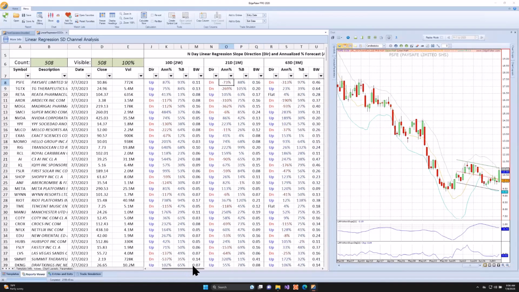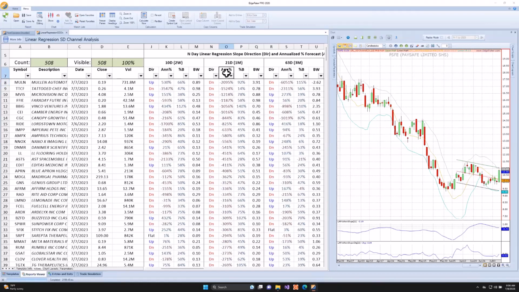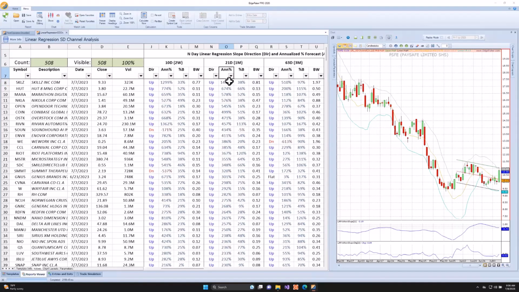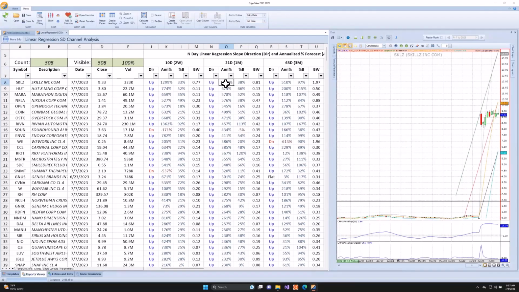So let's take a look at a 1 month time frame. And we'll first of all sort by annualized percent. That's the speed at which the stock is rising, the linear regression line is rising. What it's saying is, because it's annualized percent, if in 1 year's time the line was to continue on its current trajectory, where would price be? Where would the end of the line be? And for SKYX, the end of the line would be at 1,479%. We look at the chart and we can see why that is.